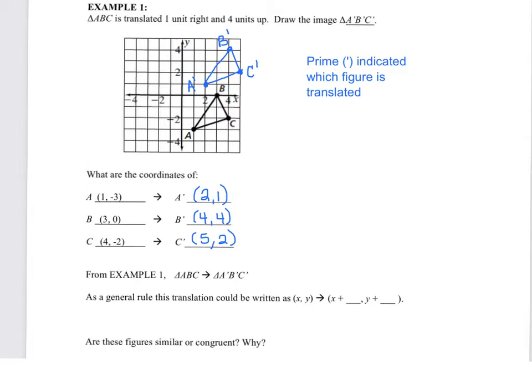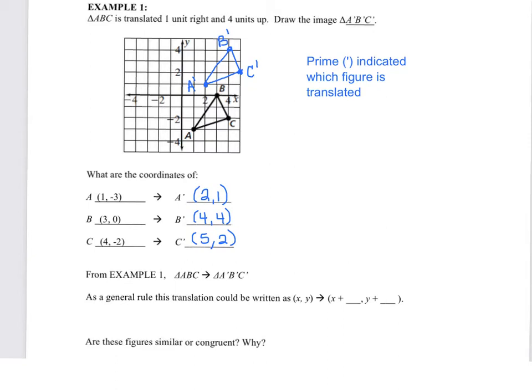Now when you look at example 1, triangle ABC went to triangle A prime, B prime, C prime. What did you notice in the translation? Let's look at our X values. We went from 1 to 2, from 3 to 4, and from 4 to 5. So our X value went up by 1. Now look at our Y. It went from -3 to 1, 0 to 4, and -2 to 2. So our Y value went up by 4.